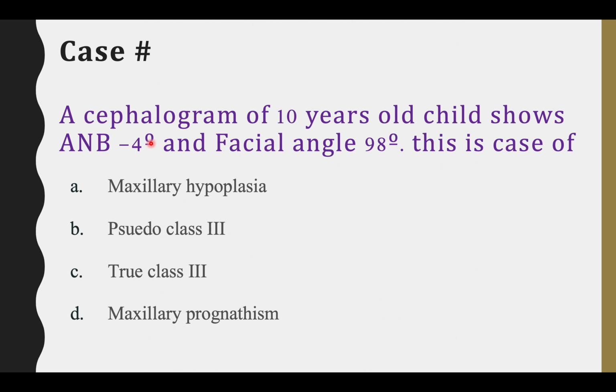Next question. A cephalogram of a 10 year old child shows an ANB of -4 degrees and a facial angle of 98 degrees. If we see here, the facial angle is highly increased. The profile is a class 3 case and ANB is also supporting a class 3 case. So the answer is true class 3. It is not maxillary hypoplasia, because the facial angle and the ANB angle are towards class 3. We can go to a true class 3 case.